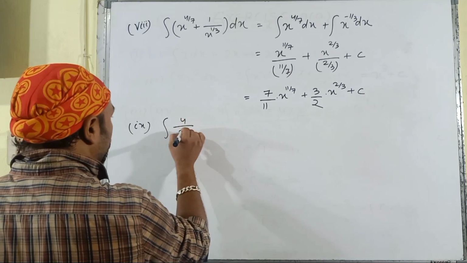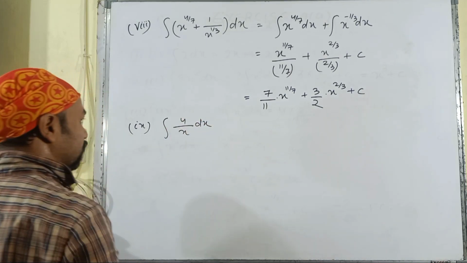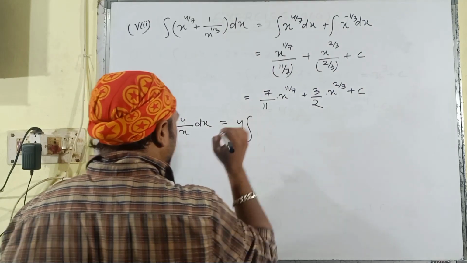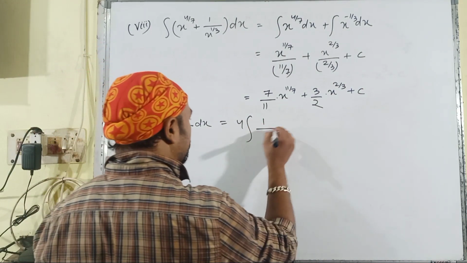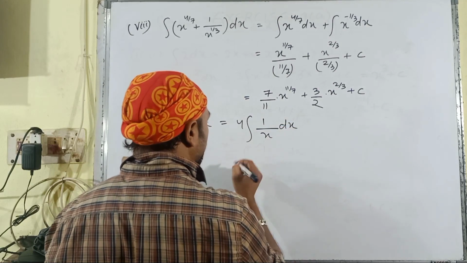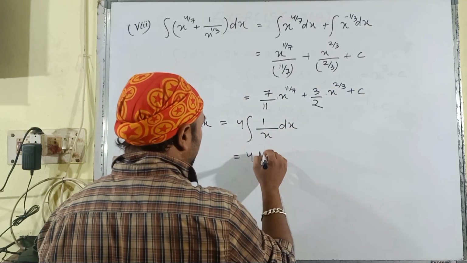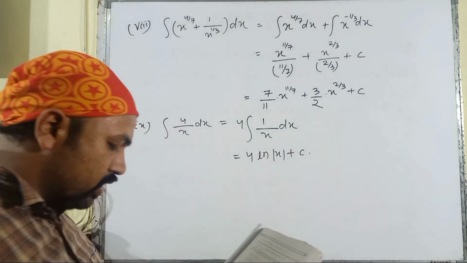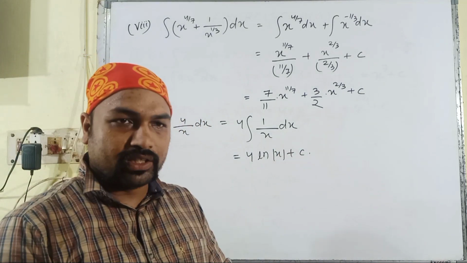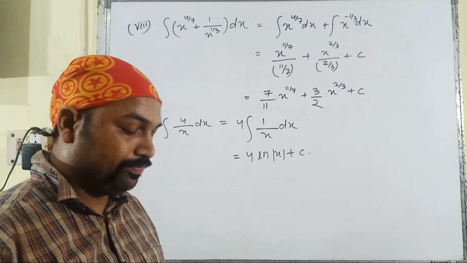Integral of 4 divided by x with respect to x. Then taking the constant outside of the integral sign, we have 4 multiplied with the integral of 1 upon x dx. Then it will be 4 multiplied with ln modulus of x plus any constant c, which is the answer for the 9th bit of number 1.